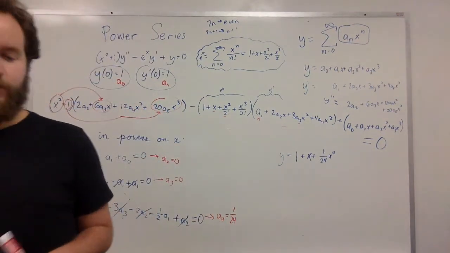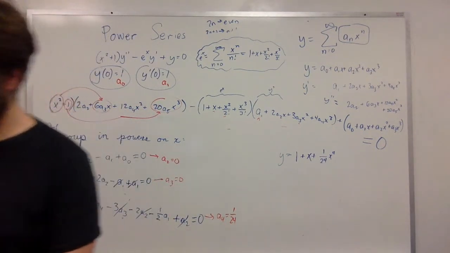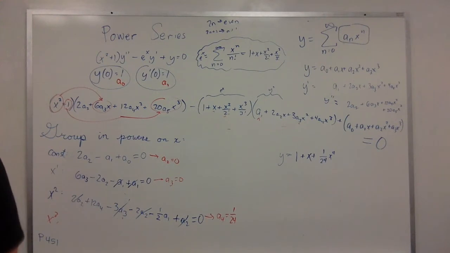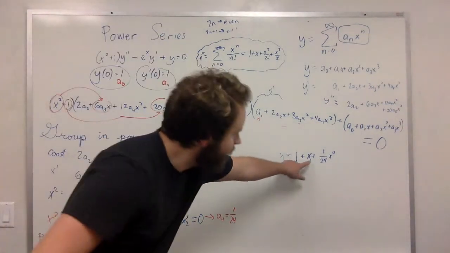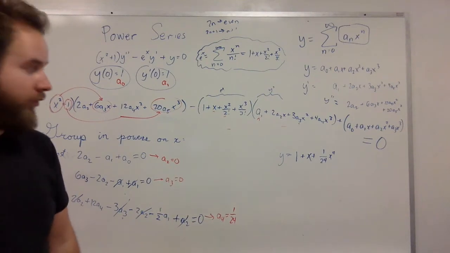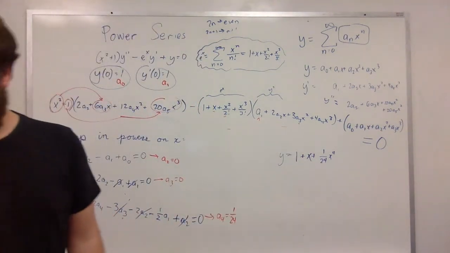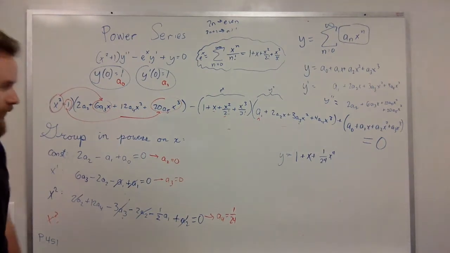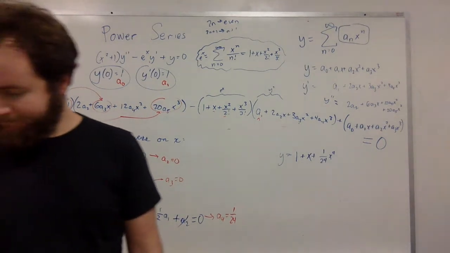Now, to show you that I'm not just bullshitting you, we can look at what the answer says. Make sure we got at least the first 3 terms right. For number 15, the solution is 1 plus x plus 1 over 24 times x to the 4th. So we're good there. And as you probably could have guessed, if you were to find a sub 5, you would find it to be 1 over 60 times x to the 5th.